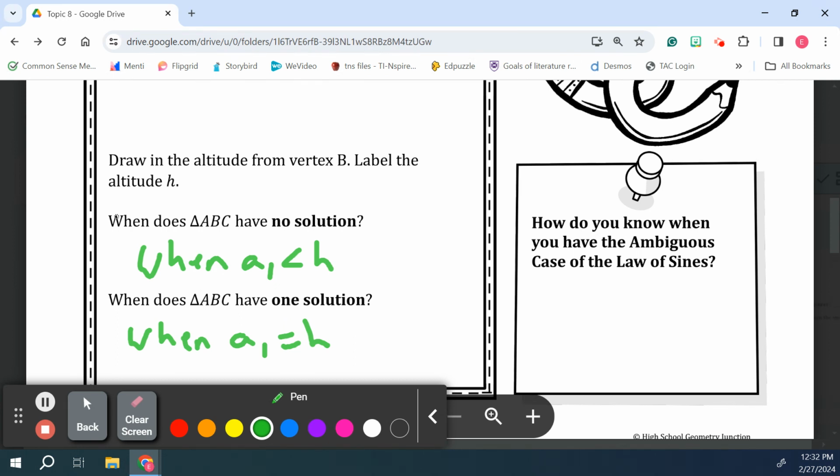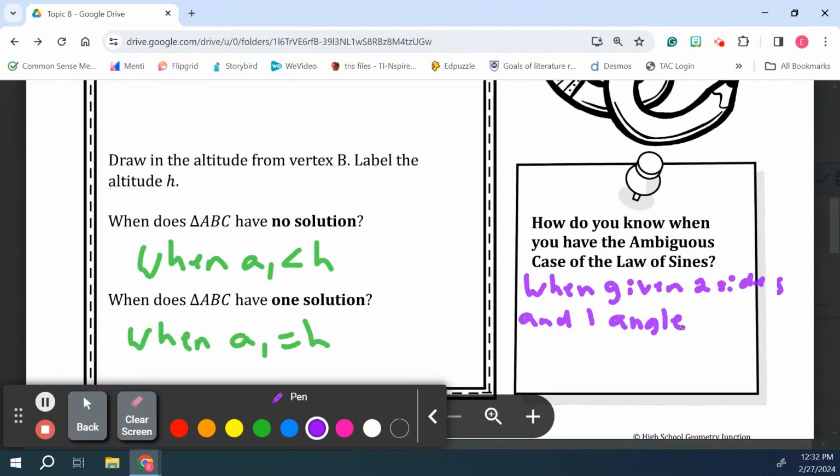So, how do you know when you have the ambiguous case? Well, when given two sides and one angle across from a given side.